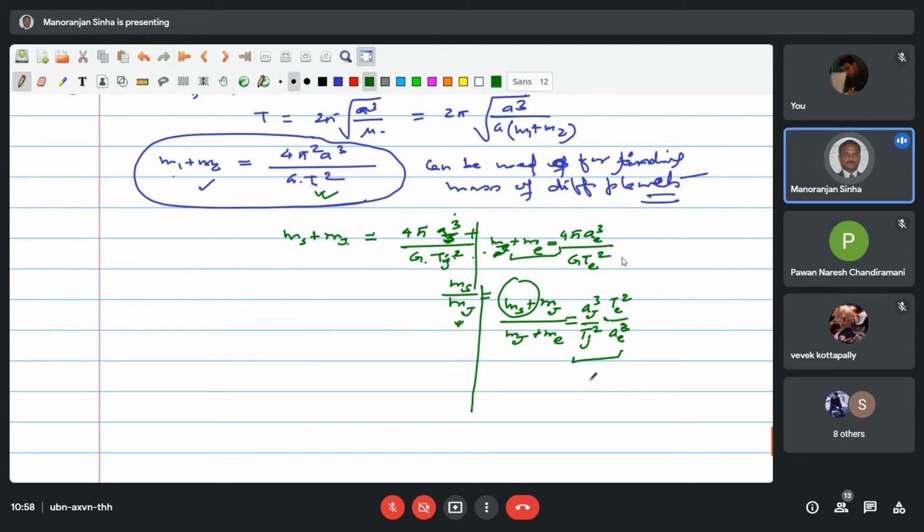In the case of Mercury, because it does not have any satellite, its mass is calculated using perturbation theory. As Mercury orbits, its orbit rotates over a period of time, and therefore the mass is computed from there. It does not have any satellite. So this is an approximate way of finding the mass of Jupiter.